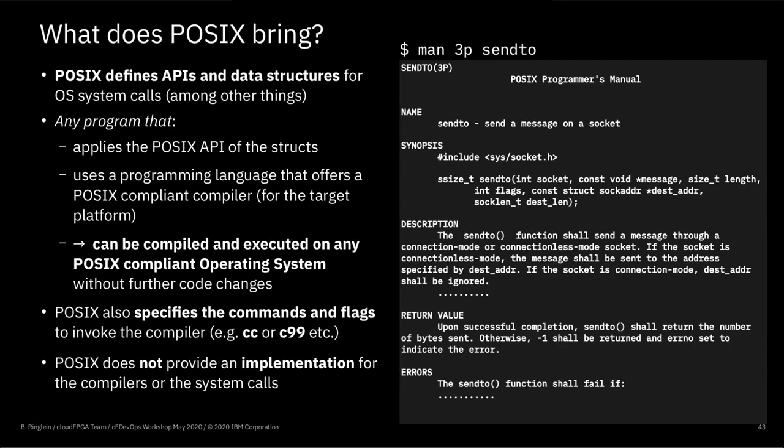POSIX just provided the interface and not the implementation of the operating system kernel or the compilers. However, POSIX ensured that all these tools, applications, and platforms stay compatible with each other, just by providing the standard and some PDF files, so to speak.